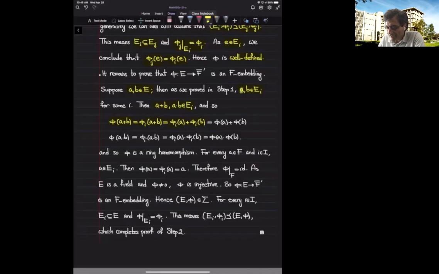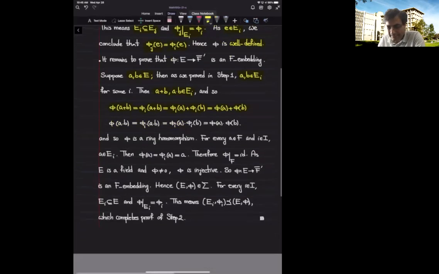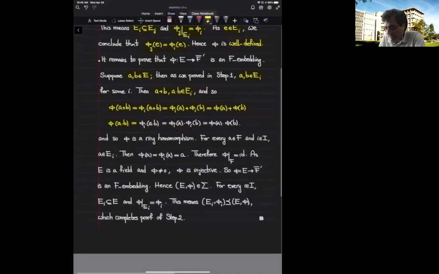Now again, A and B are inside E sub I, so phi sub I of A is nothing but phi of A. And phi sub I of B is nothing but phi of B. So we got that phi preserves addition. By a similar argument, identical argument, we are showing that phi preserves multiplication. Again, A times B belongs to E sub I, so phi of A times B is phi sub I of A times B. Phi sub I is an F embedding. A and B belong to this field E sub I, so it is phi sub I of A times phi sub I of B. That's the same as phi of A times phi of B. So altogether we get that phi is indeed a ring homomorphism.